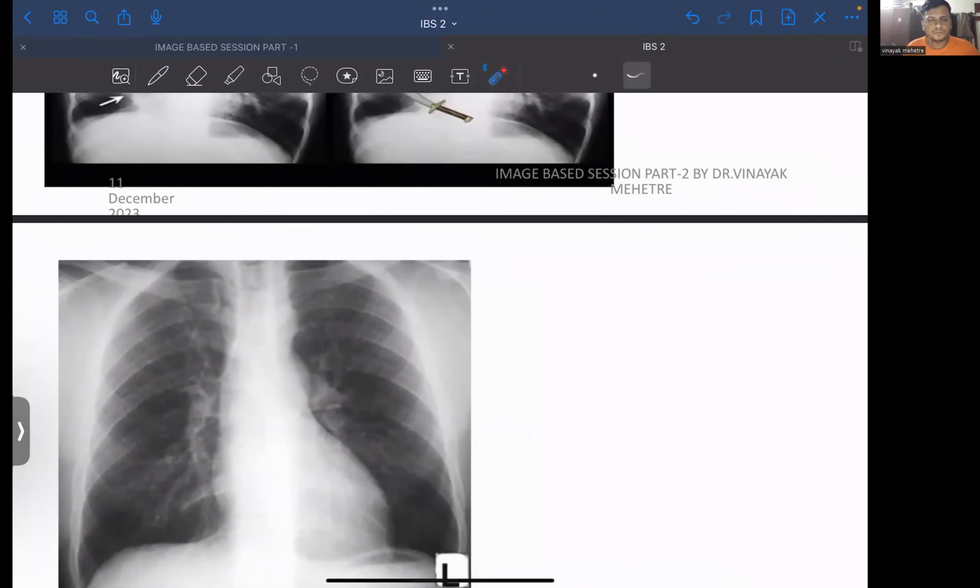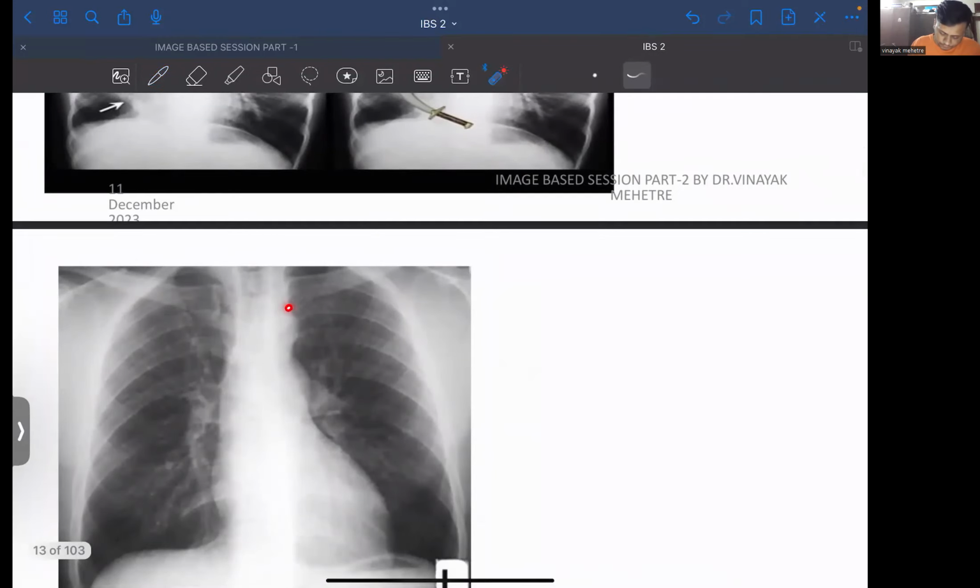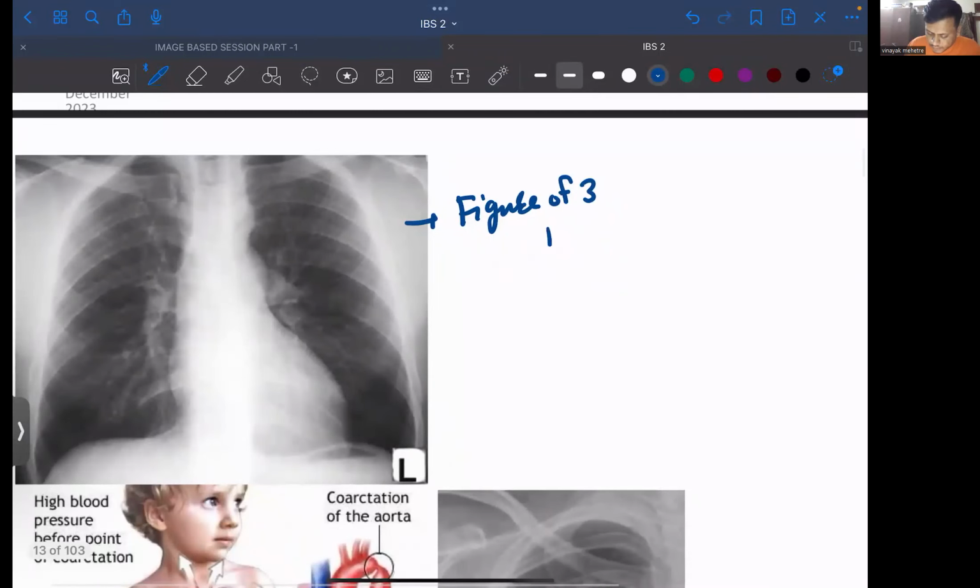What is this? Anyone? It is called figure of three. Figure of three on chest X-ray. Remember it like this. Figure of three on chest X-ray is seen in, yes, correct. It is coarctation of aorta.